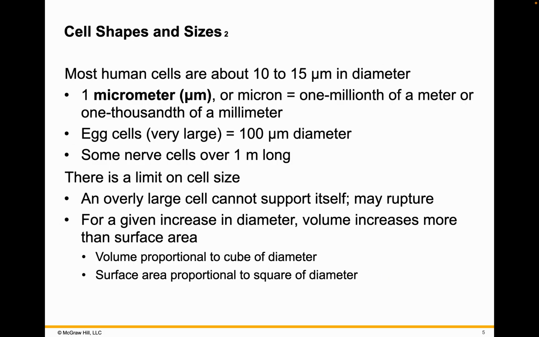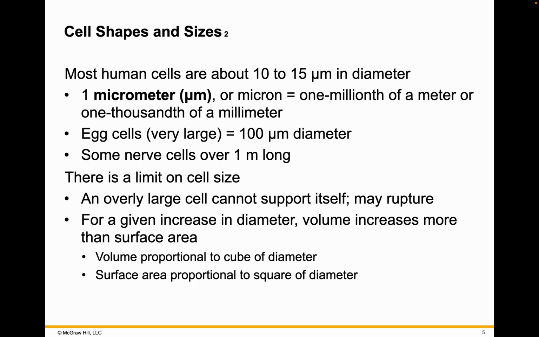Most human cells are about 10 to 15 micrometers in diameter. A micrometer is really, really small, as you might guess. It's 1/1,000,000th of a meter, 1,000th of a millimeter. There are exceptions. Egg cells are very large. They can be up to 100 micrometers in diameter, and egg cells in some organisms are visible without the microscope. Some nerve cells can be over a meter long. They won't be very wide, but they're very long.